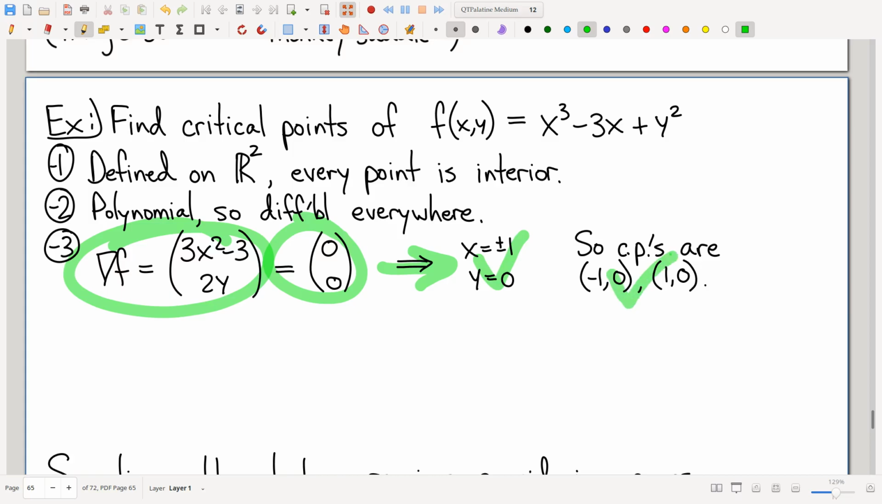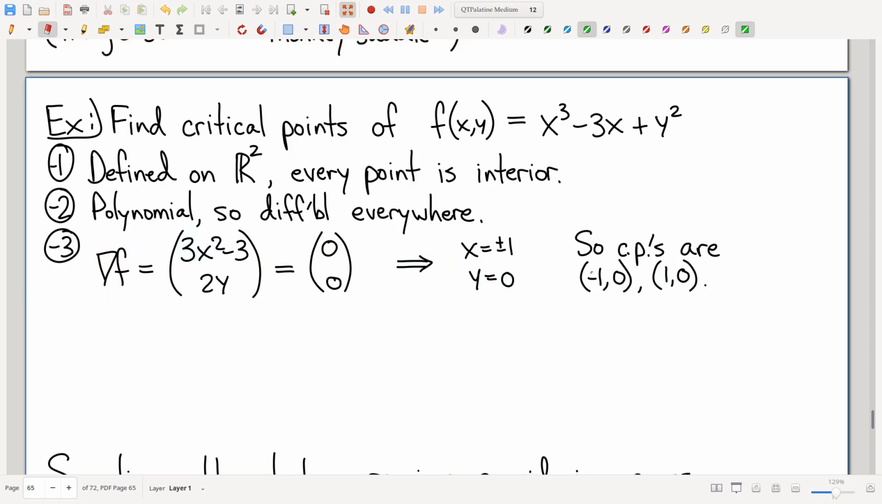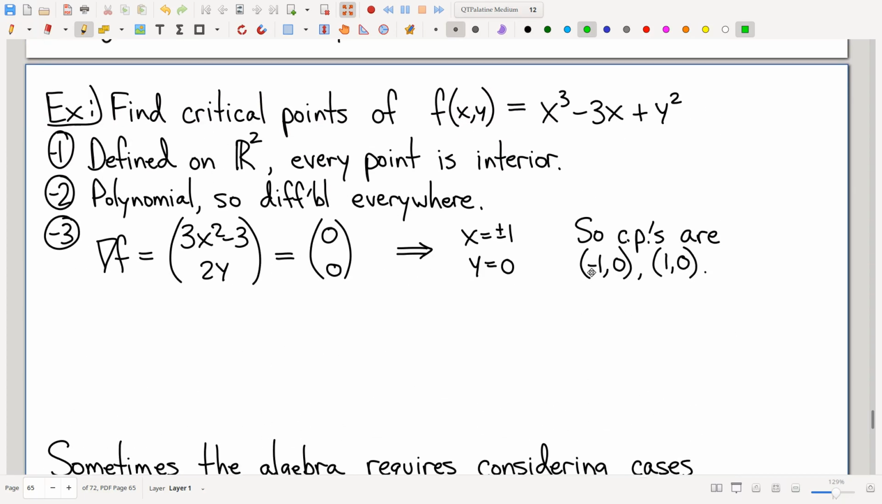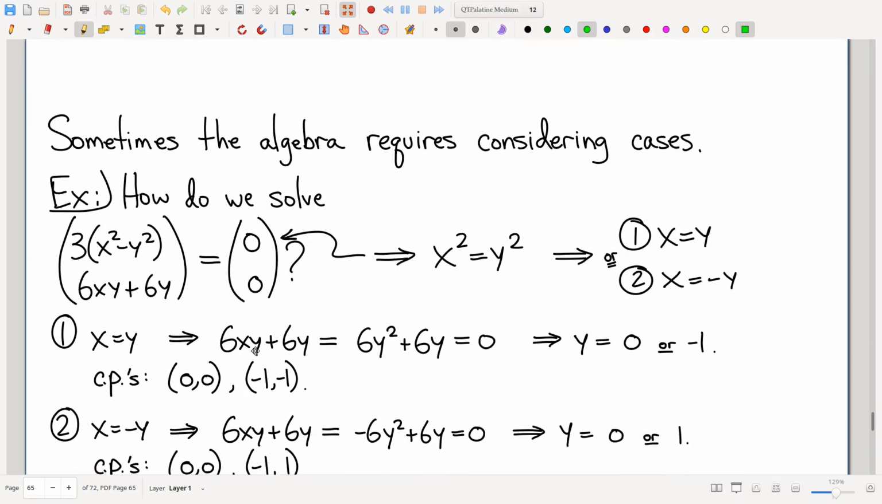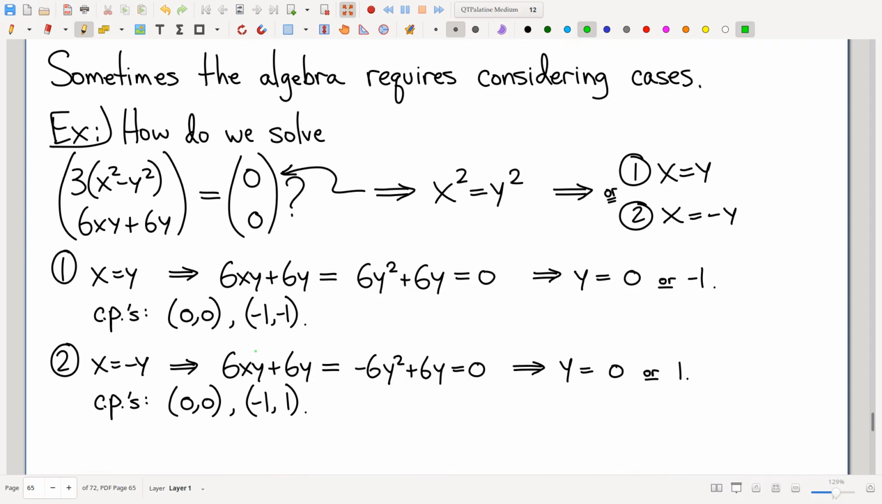Think it through, make sure you're good with that algebra, right? But these are the only 2 points that could possibly be what we're looking for. Now, how to identify what's going on there, that's a different story. We'll talk about that in a bit. Okay. All right. Now, this algebra, from there to there, pretty straightforward. Not always so lucky, unfortunately. Sometimes you do have to worry about things.